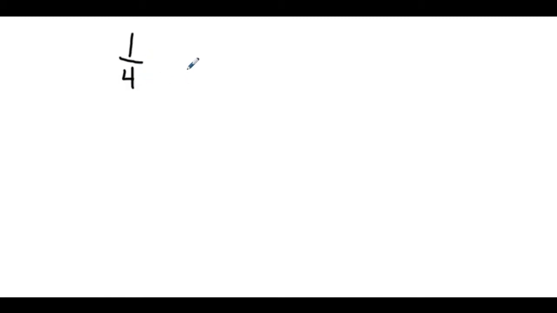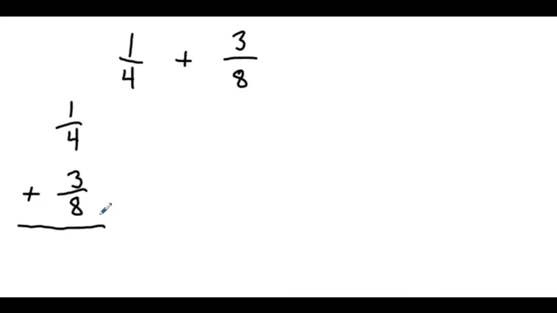1/4 plus 3/8. Now, like I always like to do, I like to make my first step to be making this horizontal problem vertical. So I'm going to do that now. 1/4 plus 3/8. And I'm going to draw a sum line.